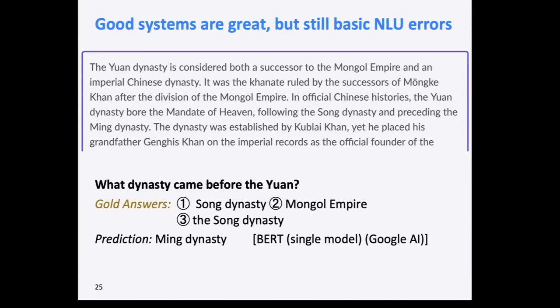Okay, yeah, so it says, in official Chinese histories, the Yuan dynasty, oh, sorry, no, next sentence. The Yuan dynasty following the Song dynasty and preceding the Ming dynasty. But actually, the leading Google BERT model says that it was the Ming Dynasty that came before the Yuan Dynasty, which is elementarily wrong, but it reveals some of the same thing: it's not really understanding everything, but it's doing a sort of matching problem still.